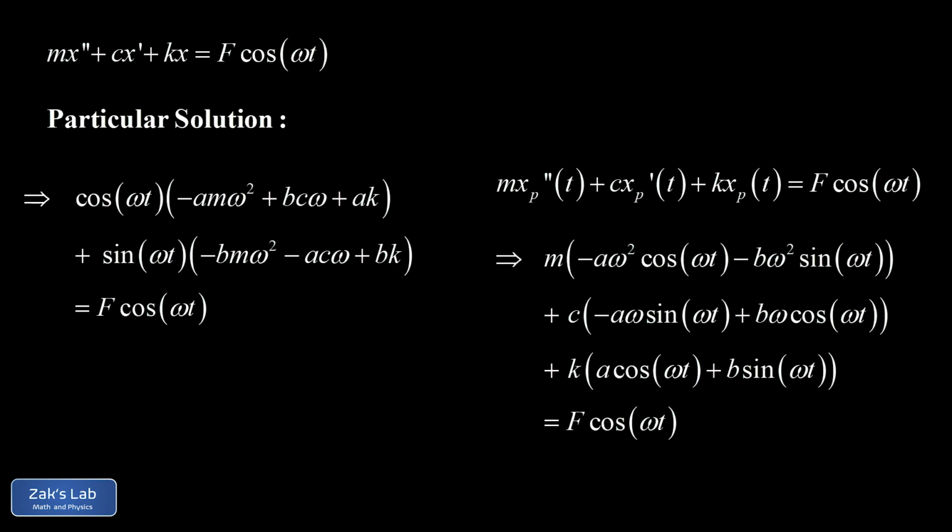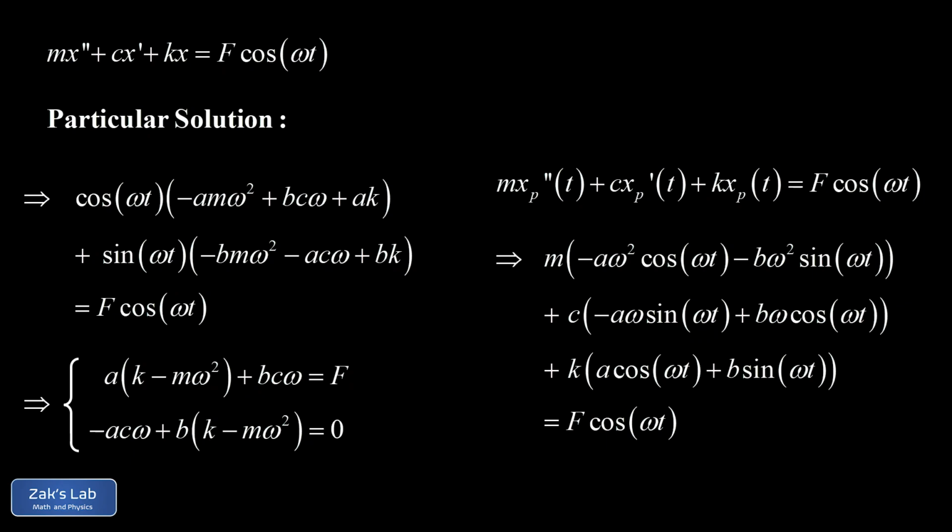So now we compare the coefficients of sine omega t and cosine omega t on the left and right sides of the equation. And the cosine omega t coefficient must be equal to F. Then when I look at the sine omega t coefficient, well, there is no sine omega t on the right-hand side, so that coefficient must be 0. So comparing coefficients has produced a system of two equations where the two unknowns are a and b. And we're going to attack this by using substitution.